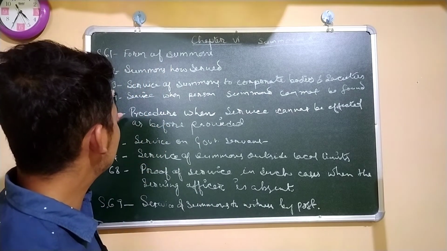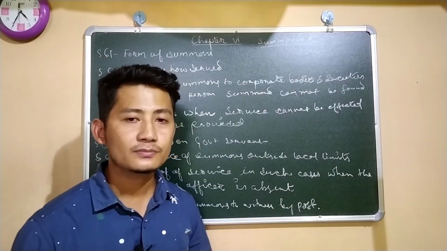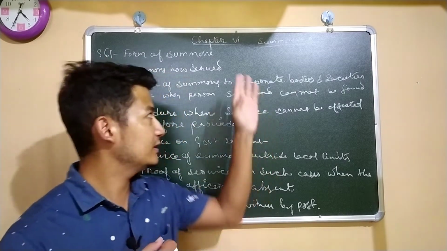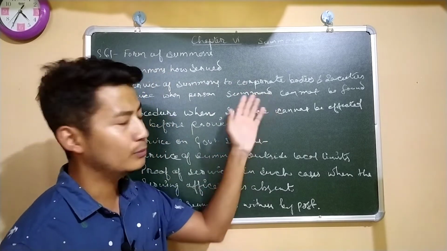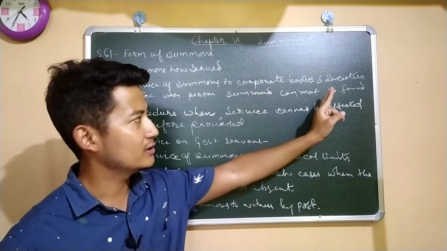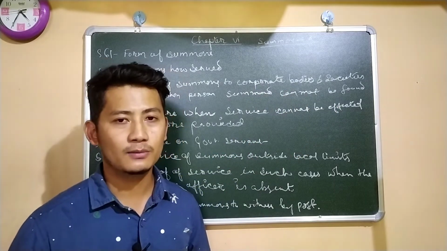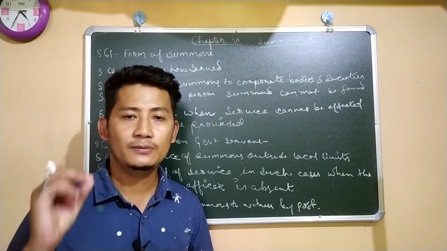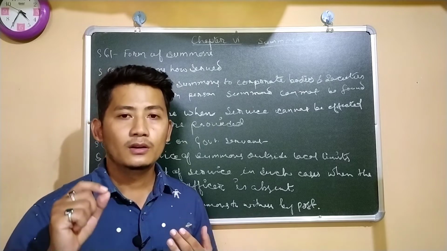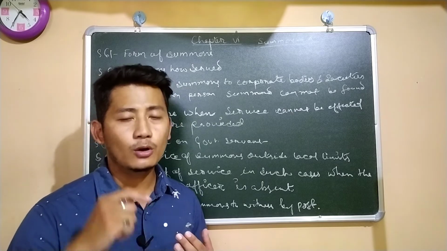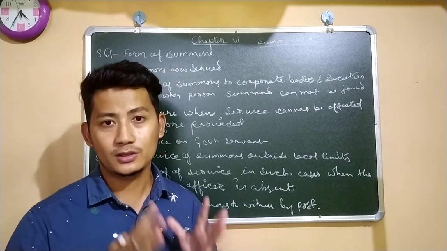Now section 63, service of summons on corporate bodies and societies. In section 62 we talked about service on a person. Now we will see the artificial person, the corporate person, that is, corporate bodies and societies. In that case, how can summons be served? In this case also, summons can be served by serving it on the secretary of that corporation, the local manager of that corporation, or any principal officer of such corporation.